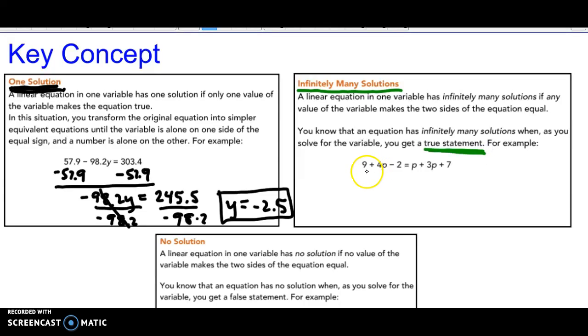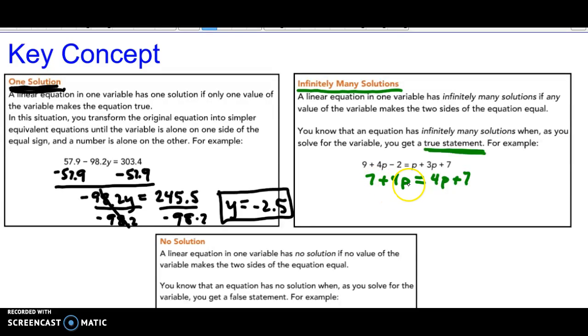So in this equation, 9 plus 4p minus 2 equals p plus 3p plus 7. First, I'm going to simplify and combine like terms. So over here, I have a 9 minus 2, which is 7. So I'm going to simplify that to 7 plus 4p. On the right side of my equation, I can combine p plus 3p. So I'm going to simplify that to 4p.